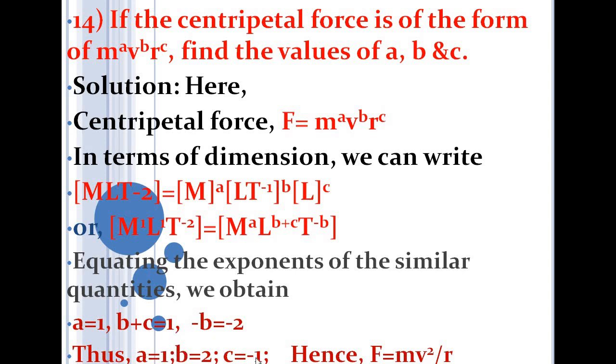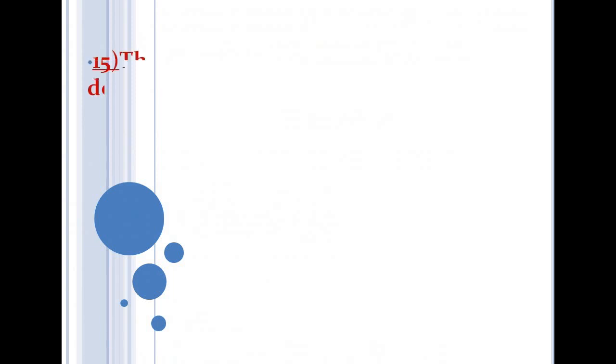and these are the values of a, b, c. If we need the physical relation, just replace the values of a, b, c in this equation. F equals m^a v^b r^c will be written as F equals m v squared by r, the centripetal force. In this way we can find the values of a, b, c using the dimensions or simply a physical relation. Okay, let's see one more problem.